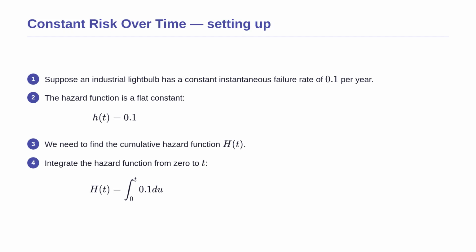Before we prove why this works, let us see this formula in action with a concrete example. Let us look at a specific type of industrial light bulb that has a constant instantaneous failure rate of 0.1 per year. This means the hazard function is a flat number, 0.1. The risk does not depend on time, meaning the light bulb does not age or wear out. An old bulb is just as likely to break in the next second as a brand new one. This memoryless property defines the exponential distribution. To find the total accumulated risk, we set up the integral of the hazard function from time 0 to our target time t.